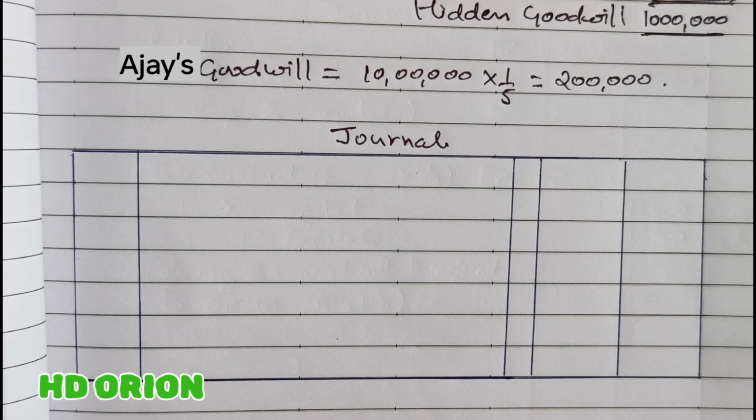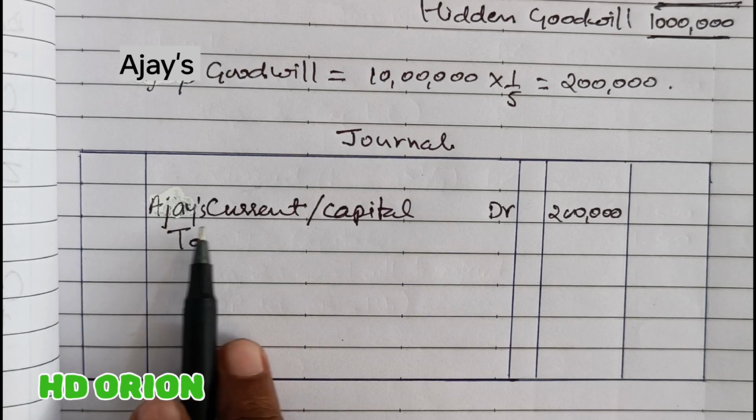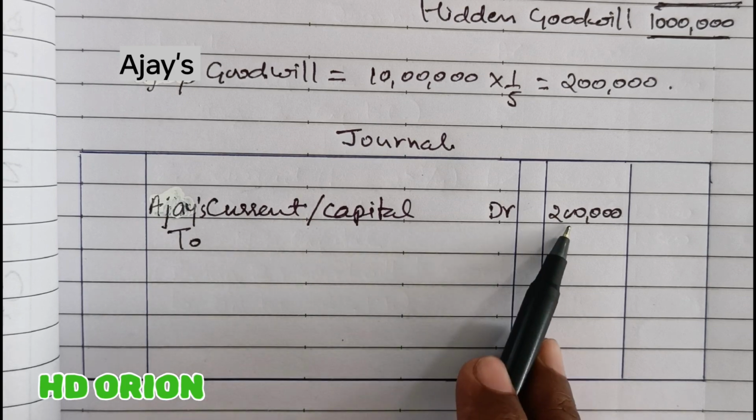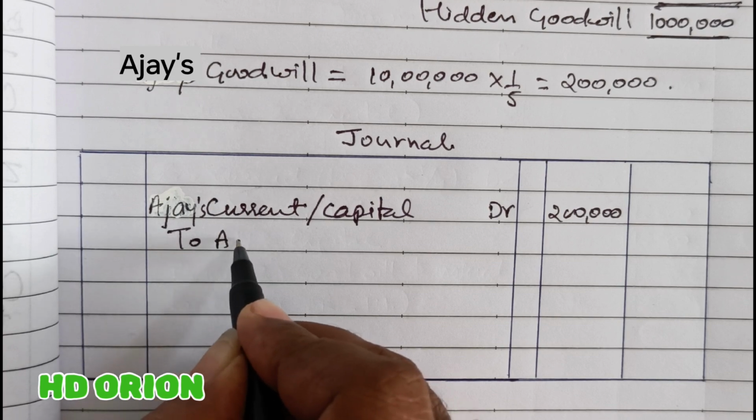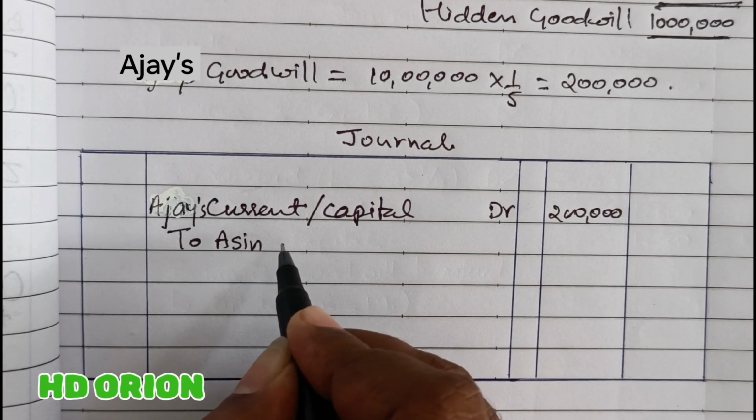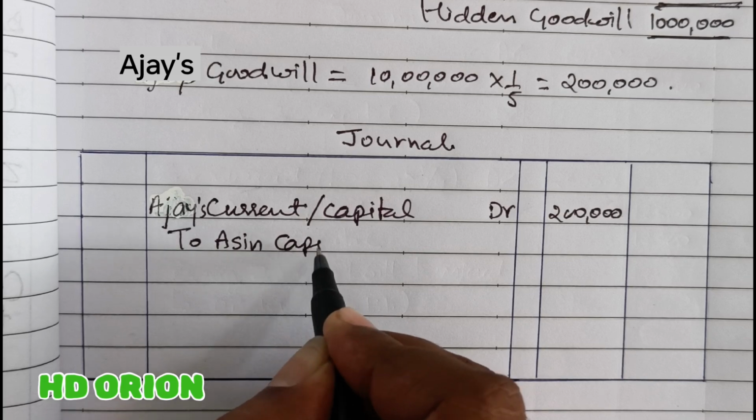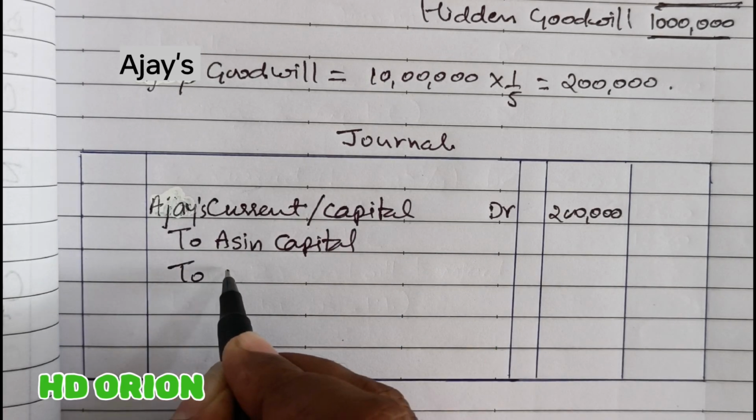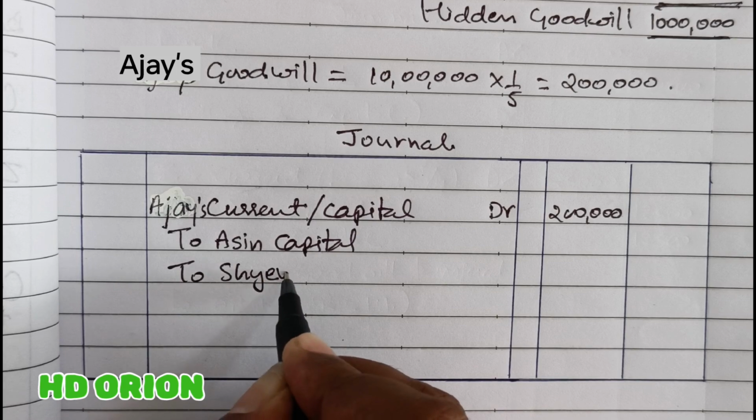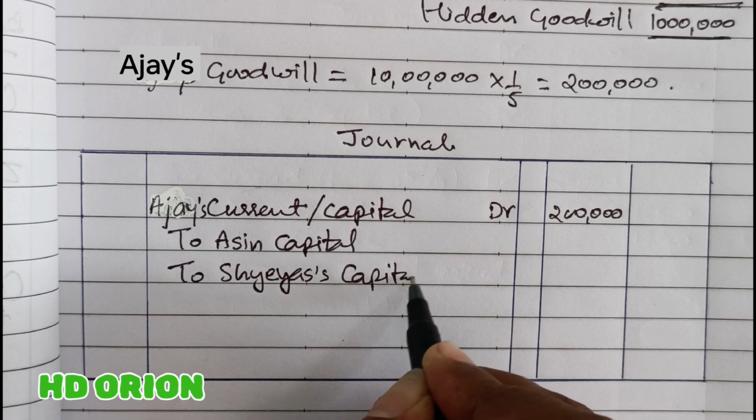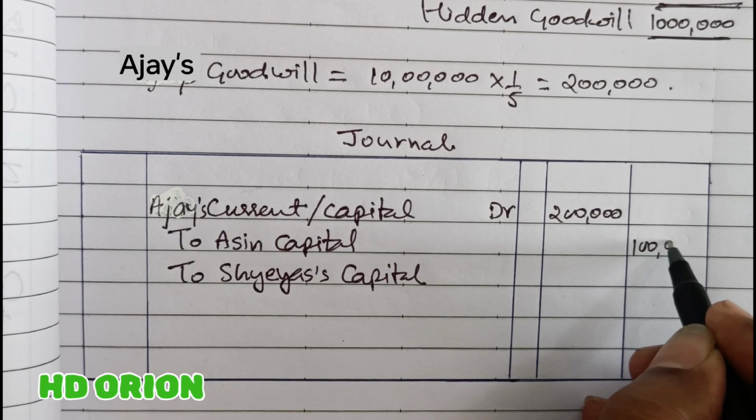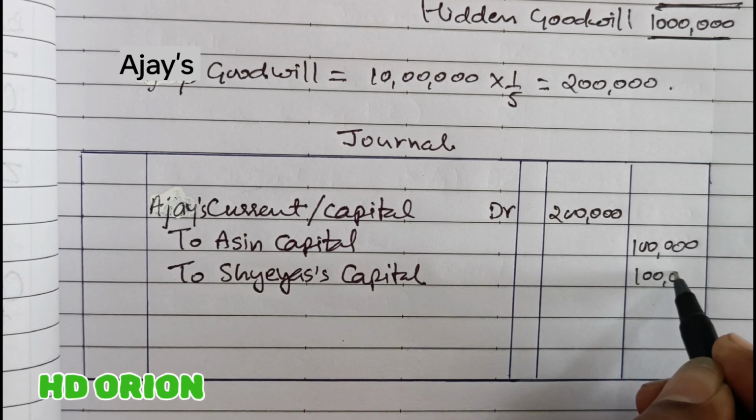The new partner is unable to bring his portion of goodwill because it is not stated in the question that Ajay has brought cash for goodwill. So Ajay's capital account will be debited with the amount of goodwill, and it will be transferred to sacrificing partners Asin and Shreyas. Capital account, not current account. In their sacrificing ratio, which is the old ratio, which is 1:1.